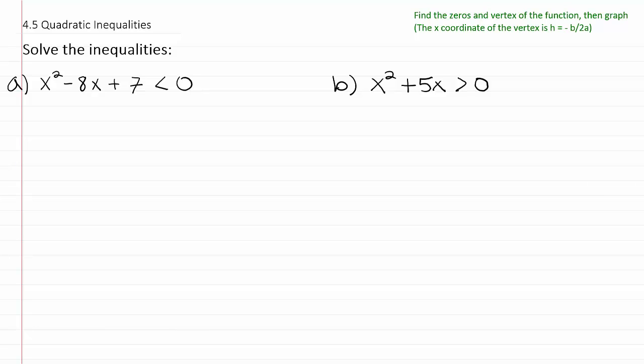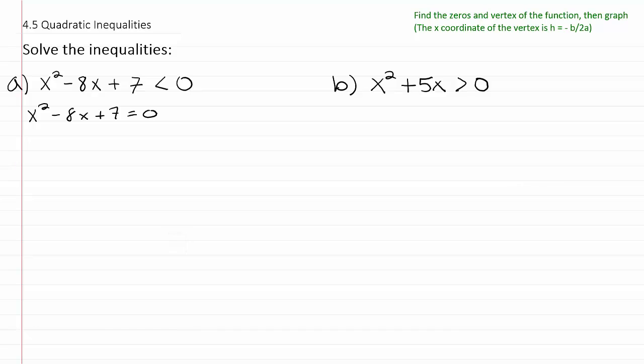So let's look at part A here. And basically, we're going to try to graph this function. The way we're going to do that is we're going to find the zeros of the function. So to find zeros of a quadratic, remember, you just set the quadratic equal to 0. So we're just going to say x squared minus 8x plus 7 equals 0.